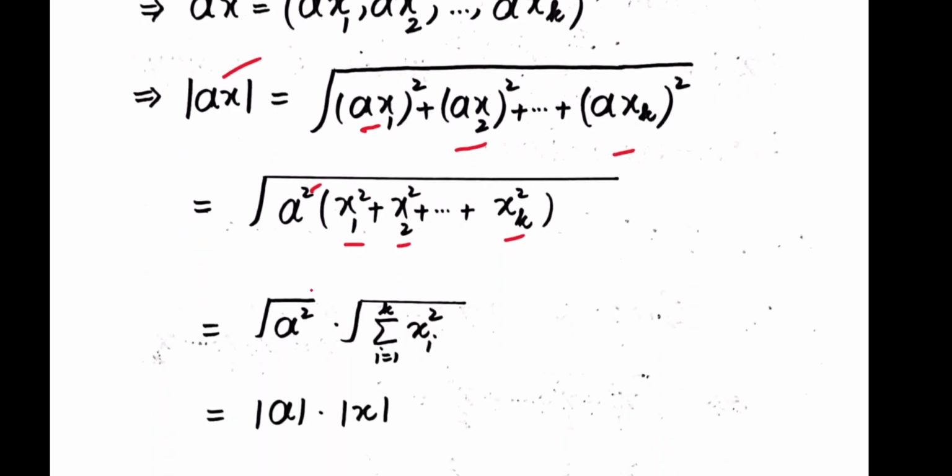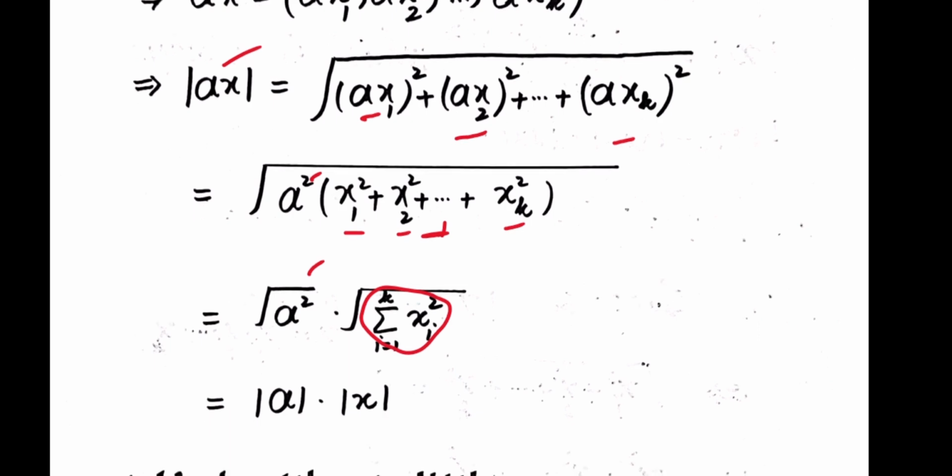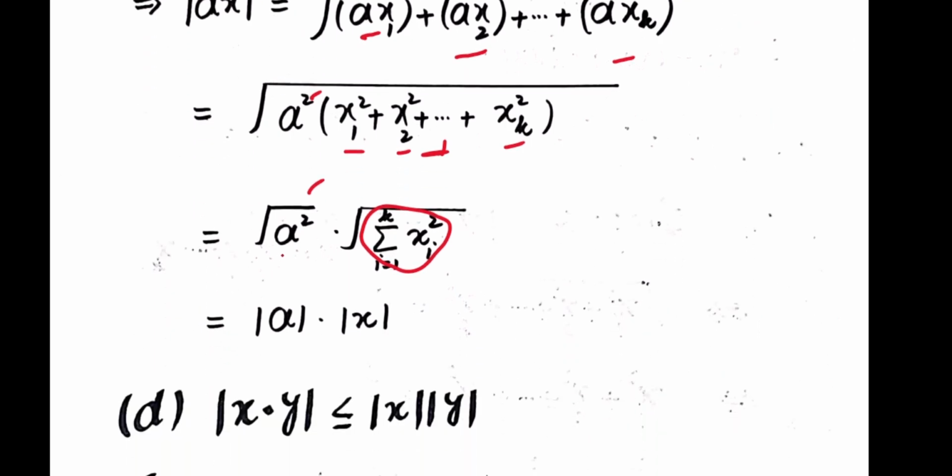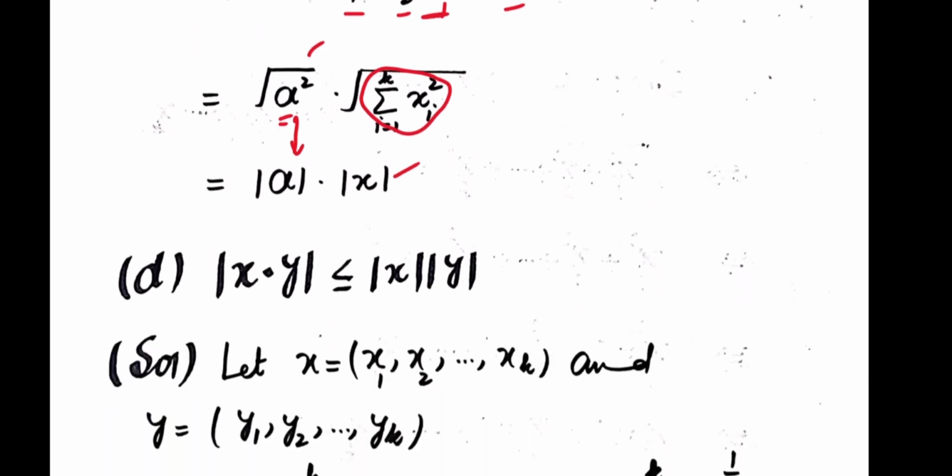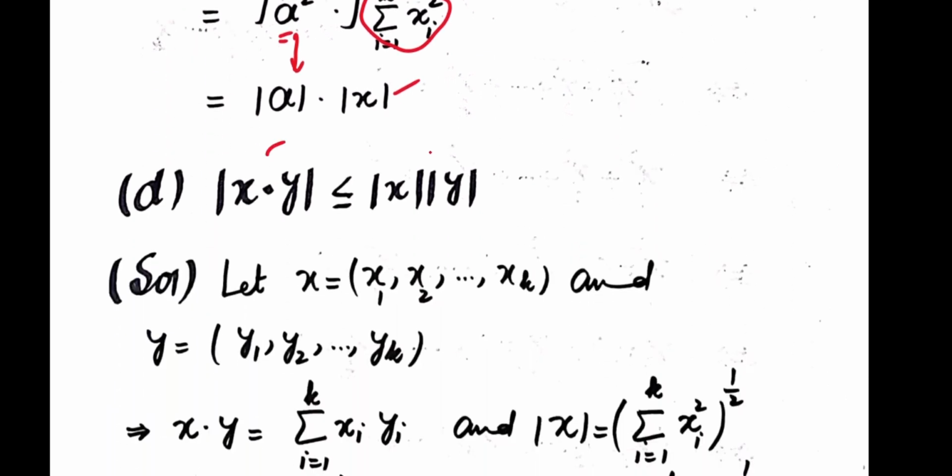By separating the square root, we have, and convert this sum into summation form. As alpha can be negative and positive both, we can write it as the absolute value of alpha, and this is the definition of the norm of x. The next one is that the norm of x dot y is less than or equal to the product of their separate norms. Let x be this vector and y be this.